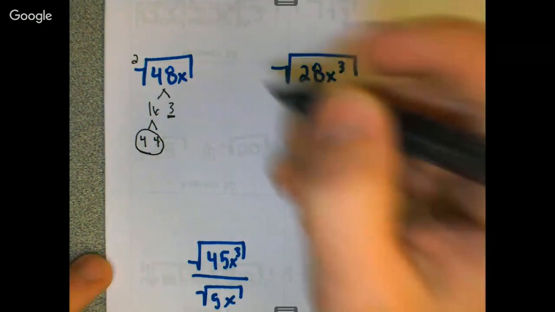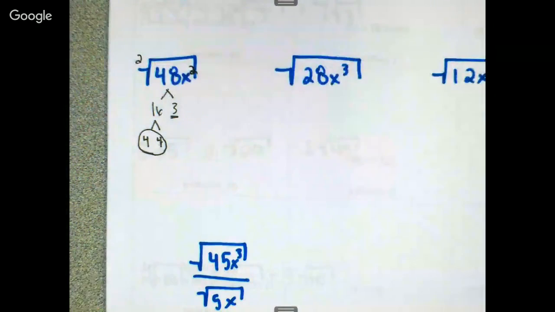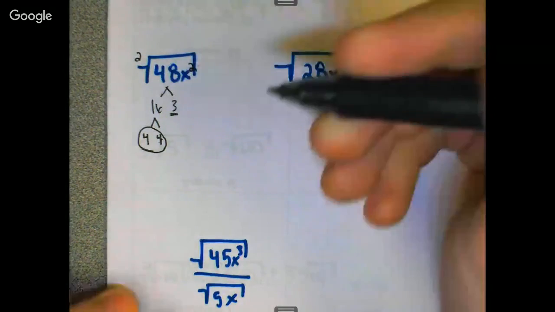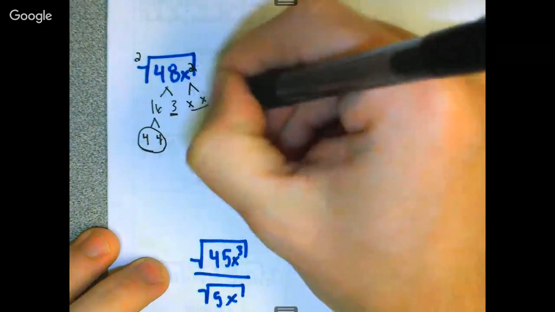Oh, I wrote this wrong. This should be a square. That should be x squared. Okay? And we know that the square root of x squared is the absolute value of x. So we could also break that down, x, there's a pair.